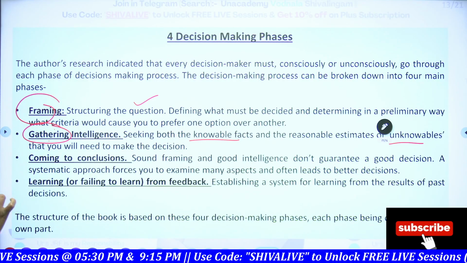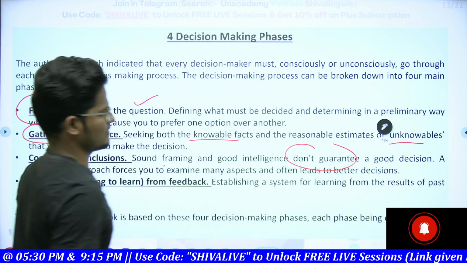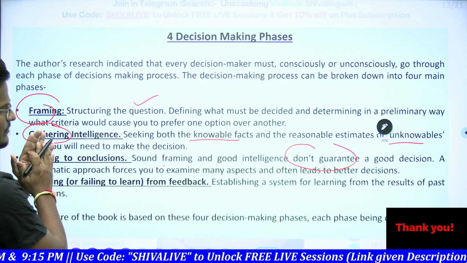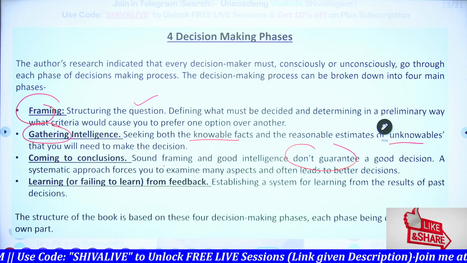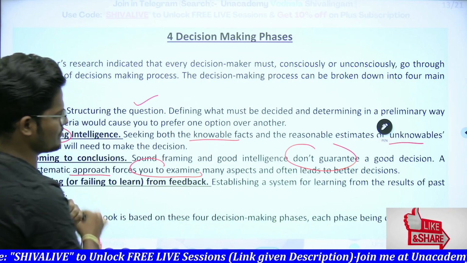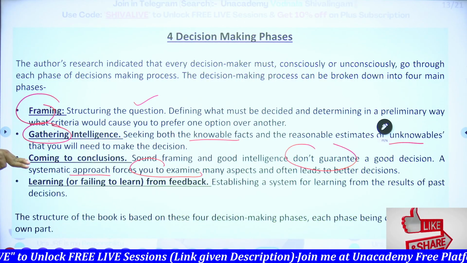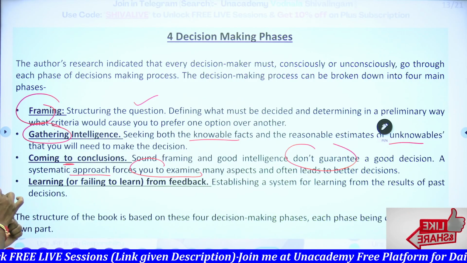Coming to a conclusion: sound framing and good intelligence don't guarantee a good decision. Just because the framing is good and the gathering is good, we cannot say it is guaranteed to give a good decision. A systematic approach forces you to examine many aspects and often leads to a better decision. Coming to a conclusion is a systematic process that we need to follow.